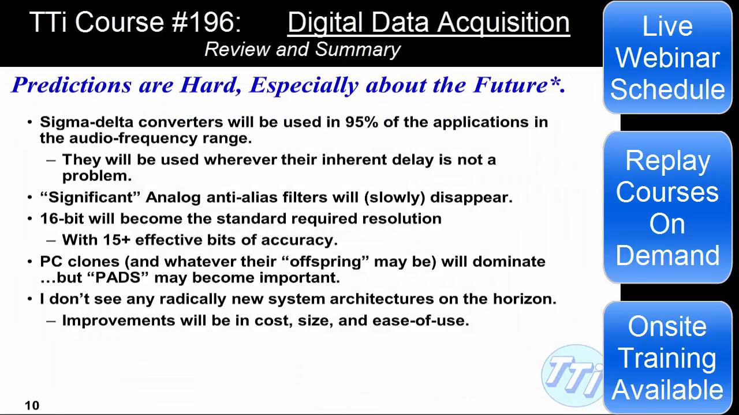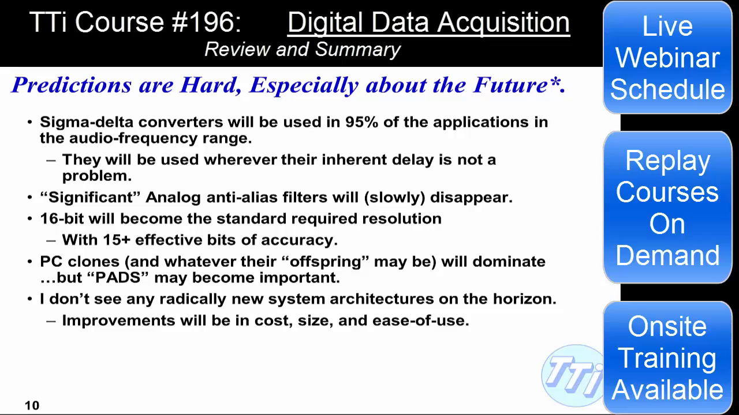Okay, where are we headed in the future? Sigma delta converters are the most important breakthrough that we've had in the last 25 years. And in fact, there haven't been any other major breakthroughs since then. And for folks working in the audio frequency range up to 100 kilohertz or 200 kilohertz, sigma delta converters are going to be used in almost all of those applications. The only place where they can't be used is when their inherent delay is a problem.